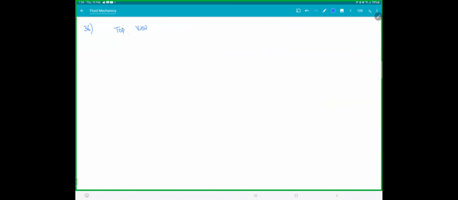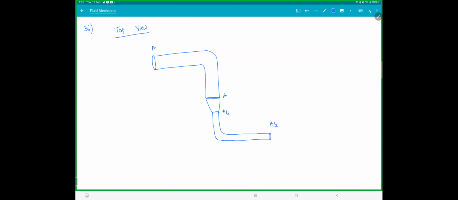This is a top view. Let's say you made a Z-shaped pipe. The pipe became thin like this. So this area is A by 2. This area is A by 2. This area is A, and this area is A. This is a top view. It's on a smooth floor.